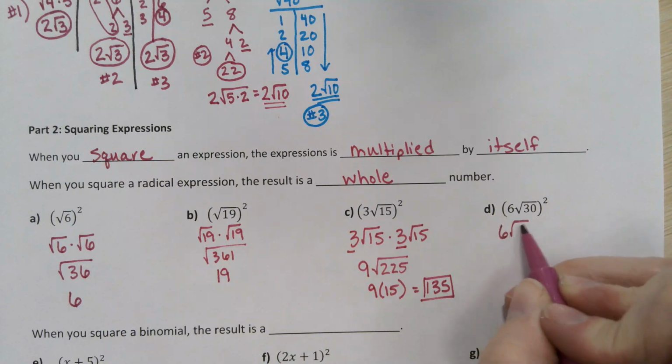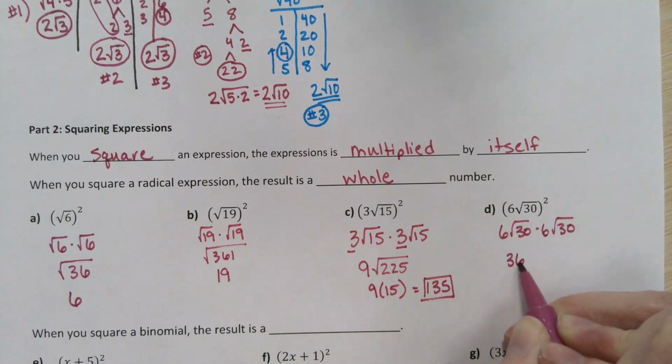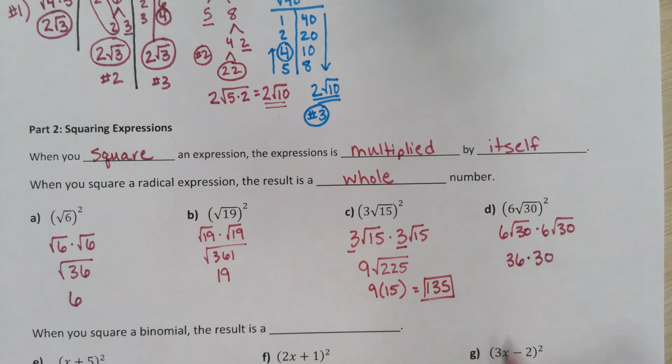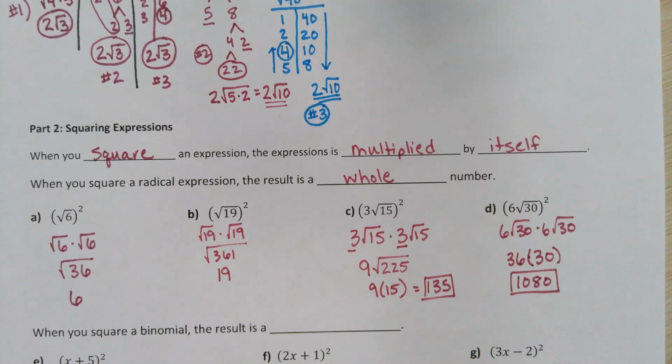All right, same thing here. When we multiply 6 root 30 by itself, 6 times 6 is 36. Root 30 times root 30 is 30. 36 times 30 will be our last calculation. 1080 will be the result.